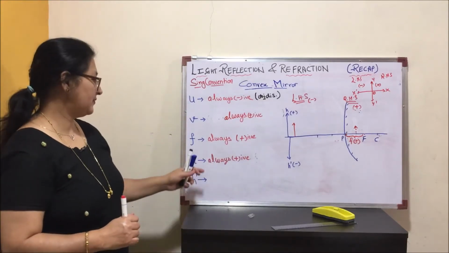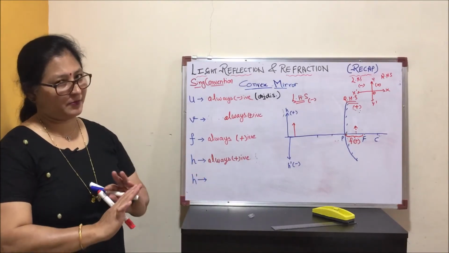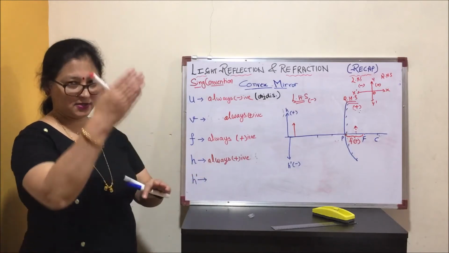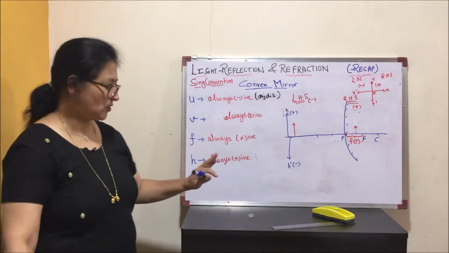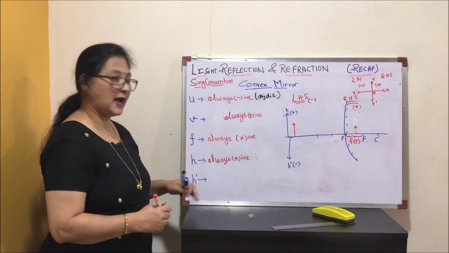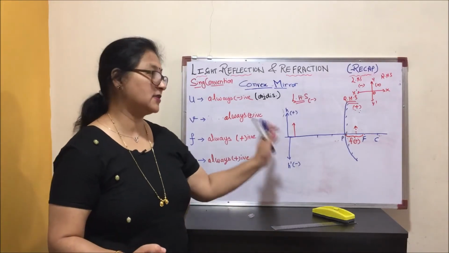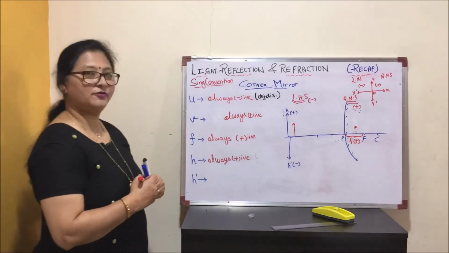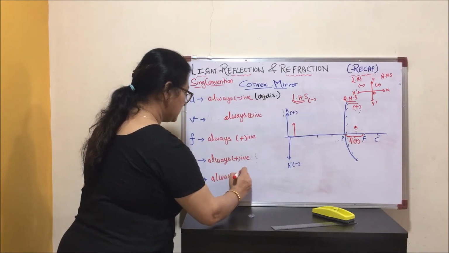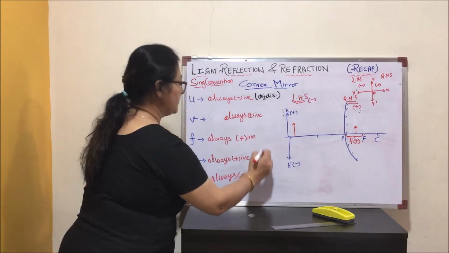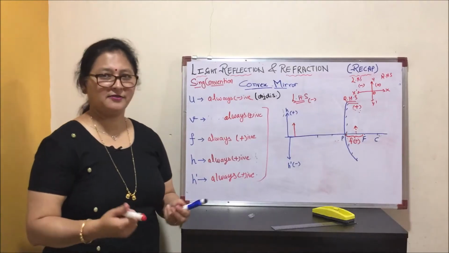Focal length is positive. Height is always positive in case of convex and concave mirror. In both cases, the object is placed on the top of the principal axis, so its height is always positive. And the height of the image is always erect and virtual in case of convex mirror, so the height of the image is always positive. So remembering all these points in case of convex mirror is very easy.